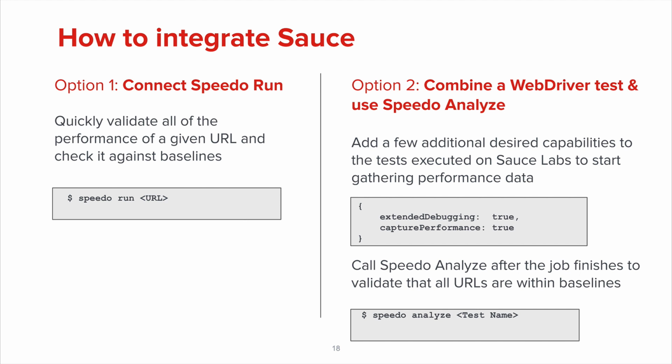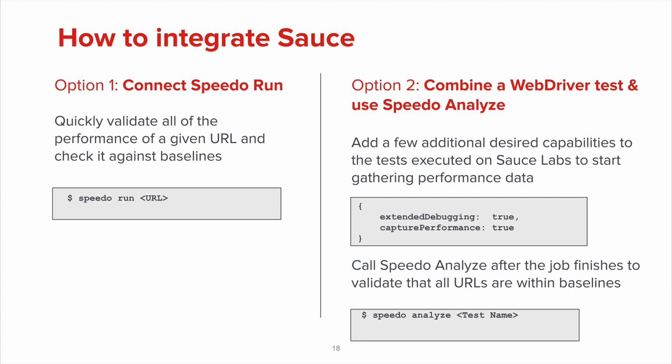So there are two ways. Obviously, you can use our CLI product if you have a fairly simple application or you just care about top level URLs, or you can combine WebDriver tests as well as use Speedo, the Speedo Analyze command specifically, to evaluate the performance of given flows and of given WebDriver tests.